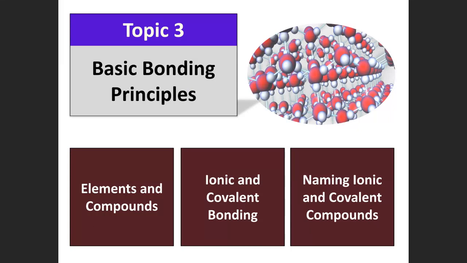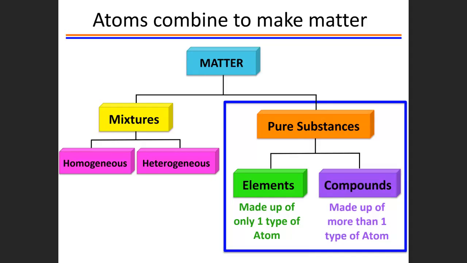Now we have topic 3, basic bonding principles. Now you will see how your orbital knowledge is translated in this chapter. We already know what matter is. Now, in a broad sense, matter is divided into two broad categories called mixtures and pure substances. Mixtures are of two types, homogeneous mixtures and heterogeneous mixtures. Do you have an idea about homogeneous and heterogeneous?